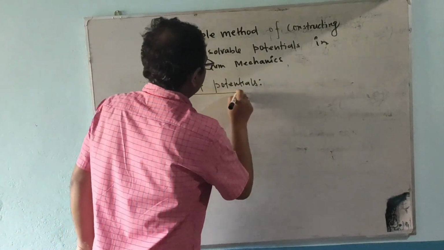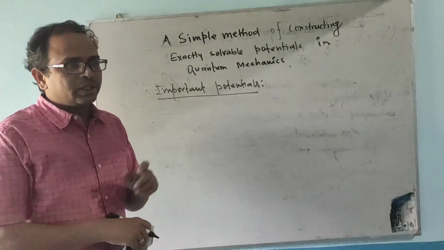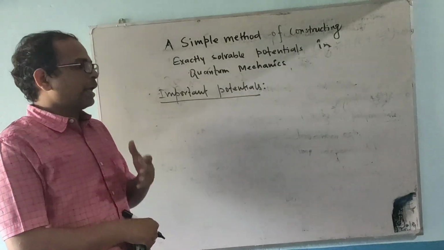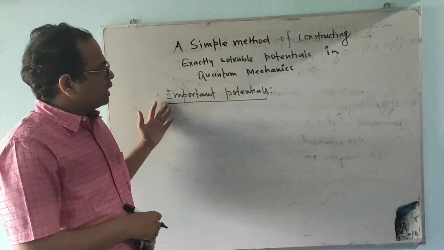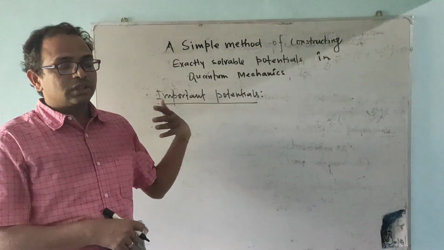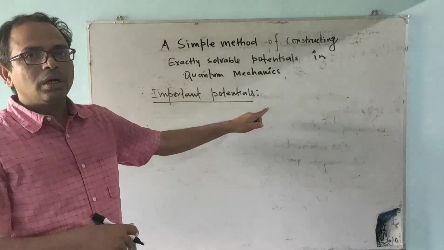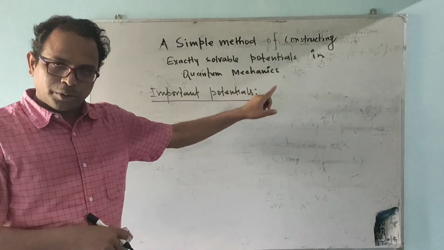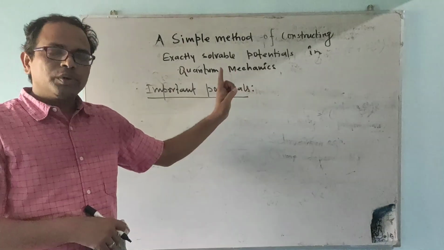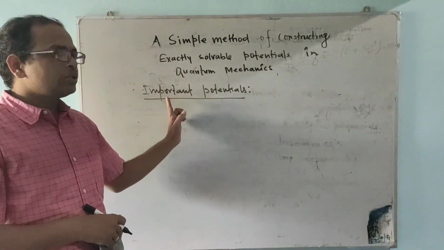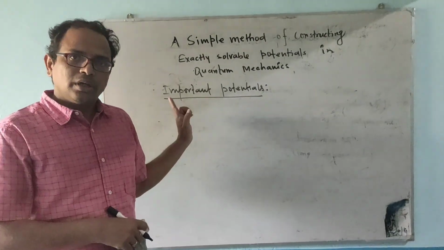We have some important potentials in quantum mechanics, and we know that some of the potentials which have solutions, like the harmonic oscillator and Coulomb potentials, are associated with orthogonal polynomials. So polynomials play an important role in getting the solution of these types of exactly solvable potentials.